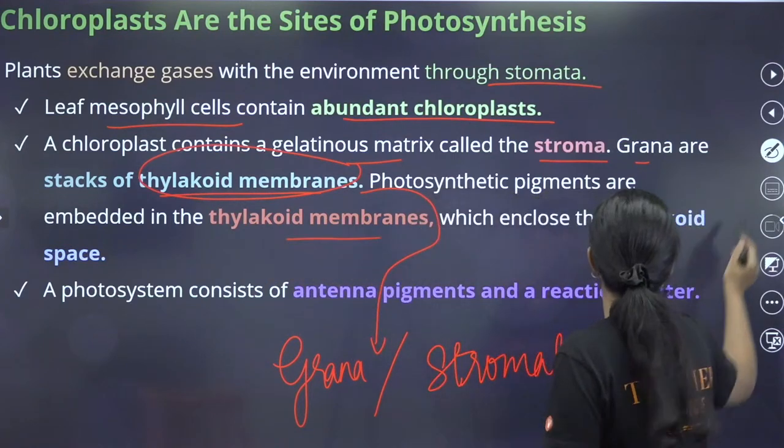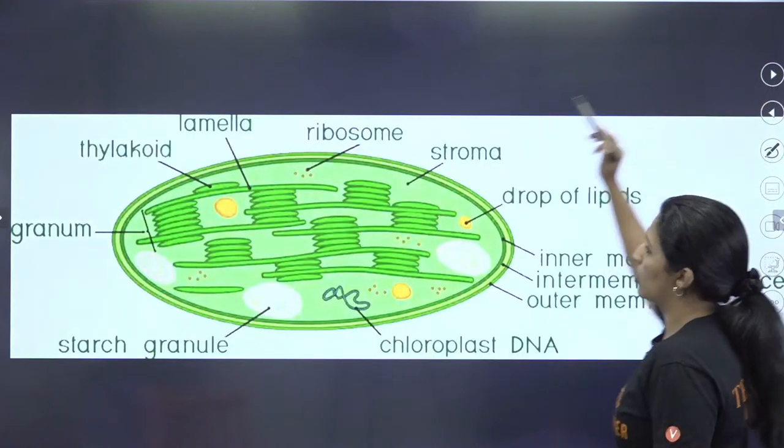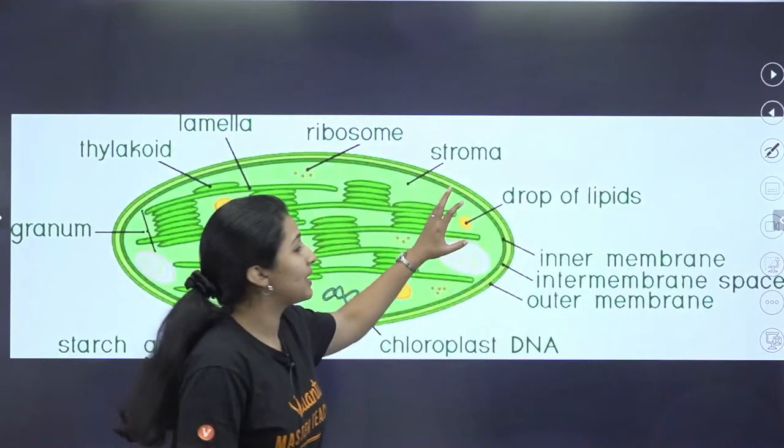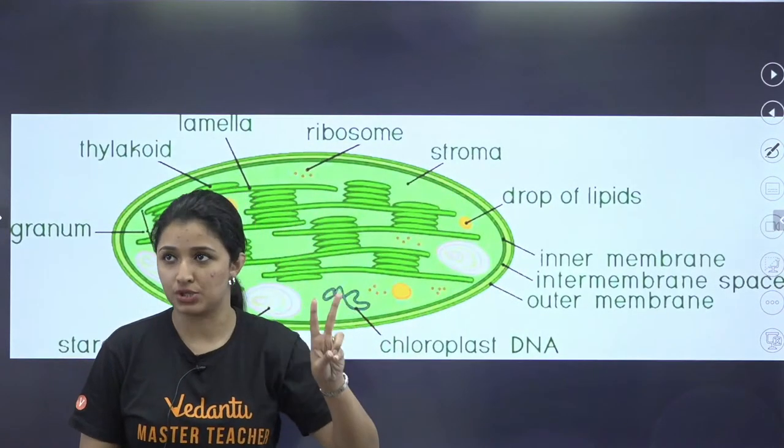Now, if you look at the chloroplast, the chloroplast is a double membrane structure.